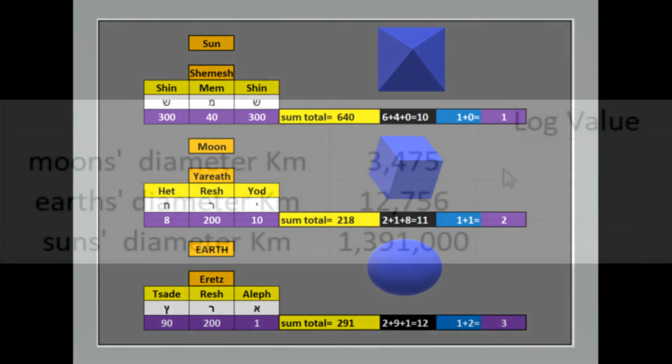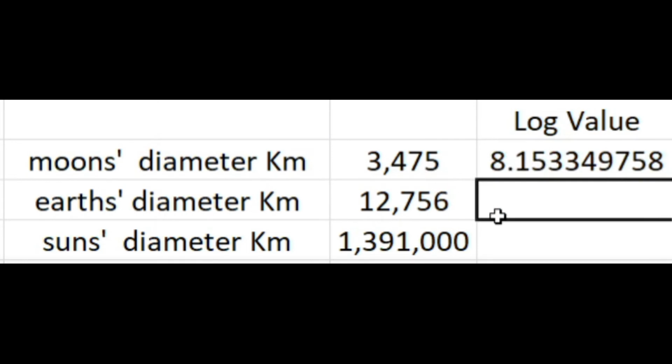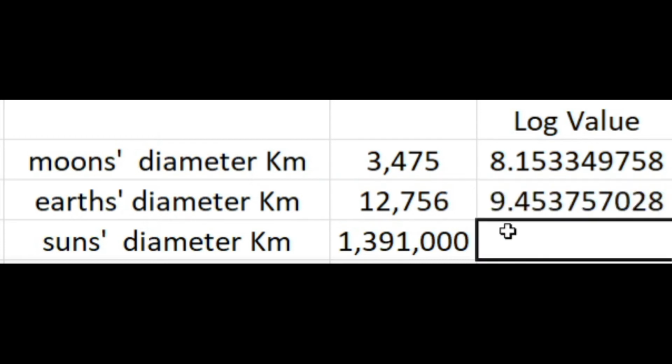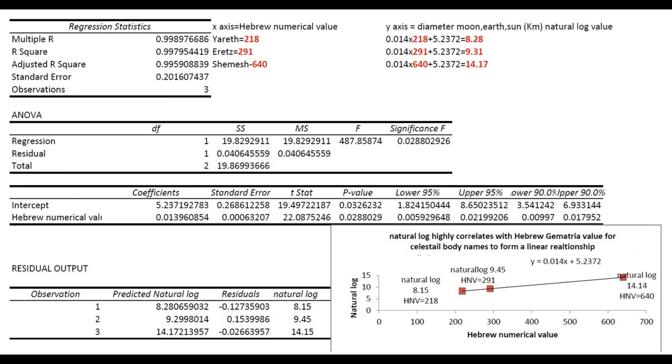Log values can be used on the XY axis when the numbers are very big. Log values utilize the e-constant natural logarithm. The moon, earth, and sun's diameter in kilometers have log values that can be plotted on an XY graph, and the log values correlate on an XY graph with the Hebrew gematria name for the celestial bodies of the moon, earth, and sun.